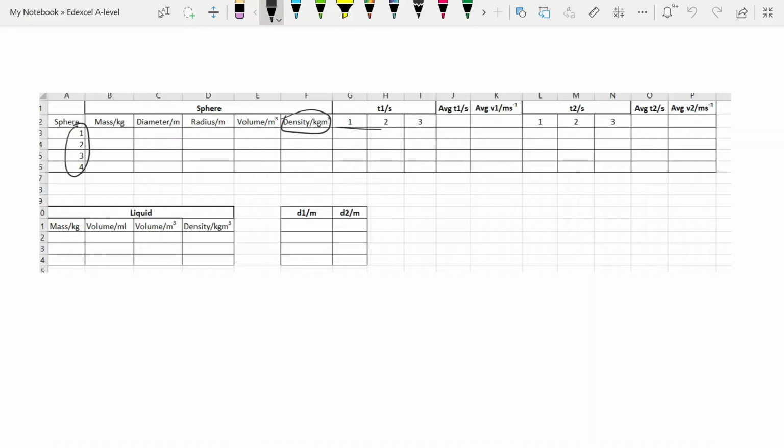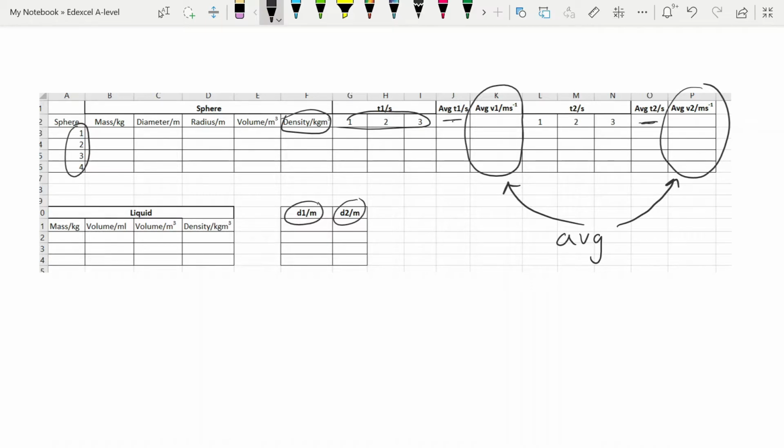And then we have our 3 times it takes to fall distance 1, finding the average, and the 3 times it takes to fall distance 2 and finding the average, and we're going to use those averages then to find these velocities, the velocities for D1 and D2. What you'd like to use those for then is to find an average terminal velocity for each sphere. So we're making sure that we've taken averages of everything so that our terminal velocity can be as accurate as possible within the limits of this experiment.